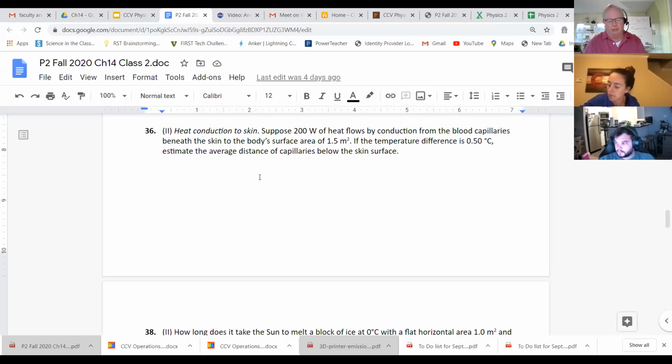So what do we know? We've got 200 watts, that's U, and 1.5 square meters, and a temperature difference of 0.5. We want to find out how thick something is. So I'm going to change my view. I'm going to stop sharing. I'll leave that up for a minute so you can jot down specifics.